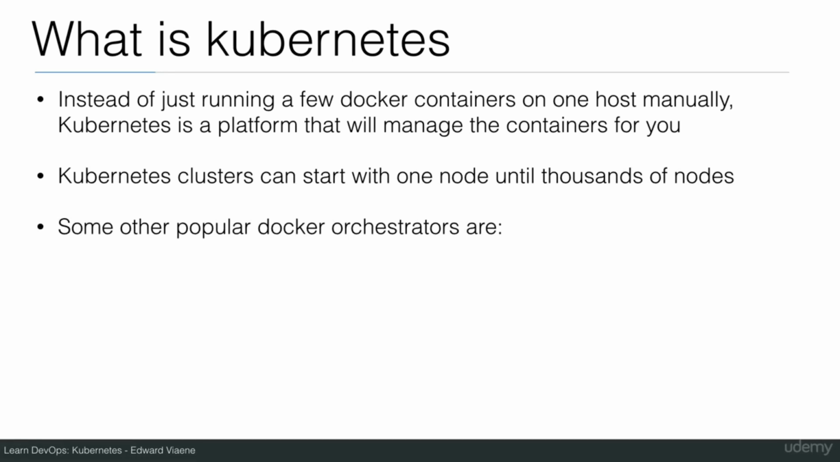Some other popular Docker orchestrators are Docker Swarm, which comes with Docker by default, but isn't as extensive as Kubernetes, and Mesos, which also supports Docker containers, but it was built to run any type of workload. Docker is just one of them. This course will be about Kubernetes, which is in the same category as those two.